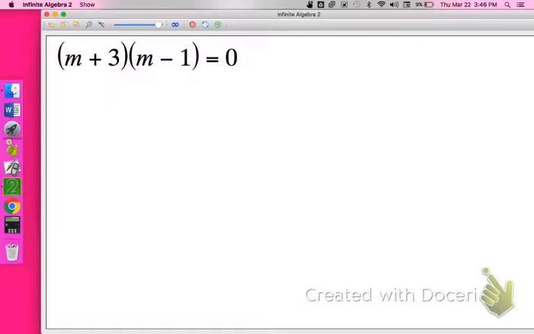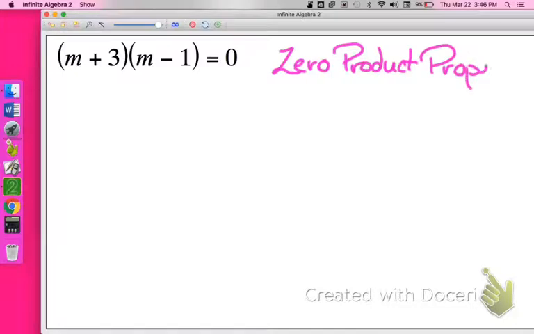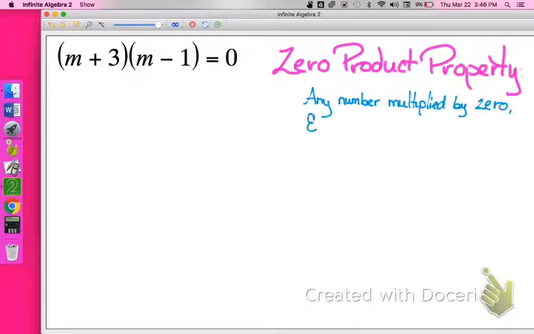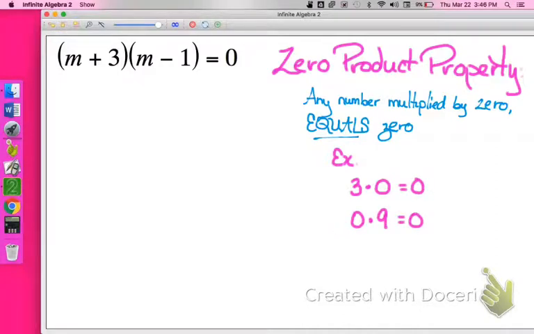First of all, let me just point something out to you. The zero product property is a really easy property. It's almost so easy that it doesn't seem like it could possibly be Algebra 2. But it basically says that any number multiplied by 0 equals 0. That's it. Okay? So, for example, if I take 3 and multiply it by 0, I'm going to get 0. 0 times 9 is 0. Or any variable times 0 is 0.